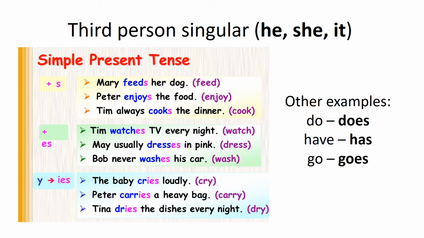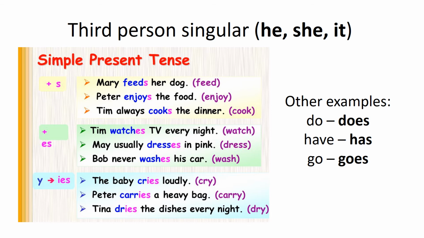Pink. Bob never washes his car. Bob never washes his car, okay? So washes gets es, okay? And also the verbs that finish in y usually drop the y and get ies.